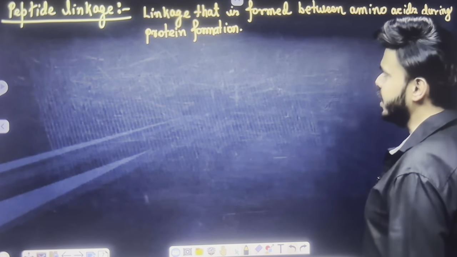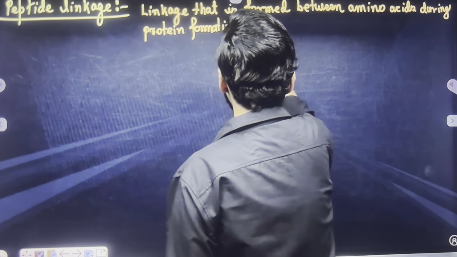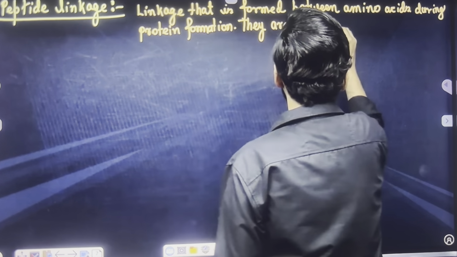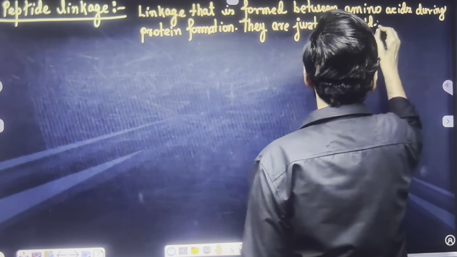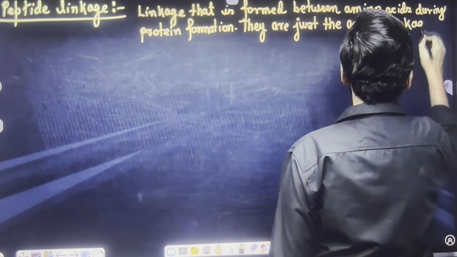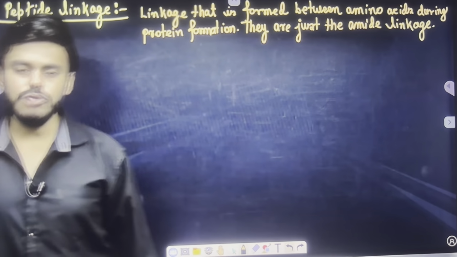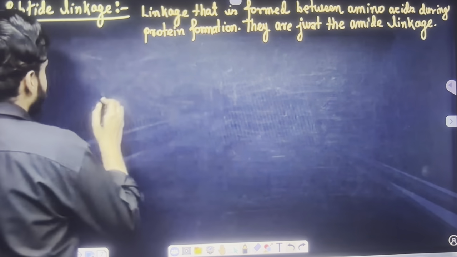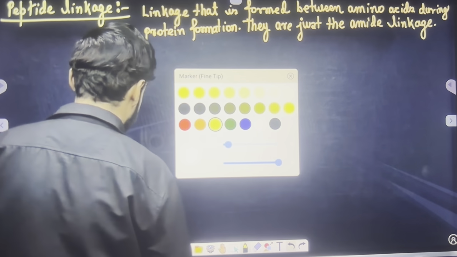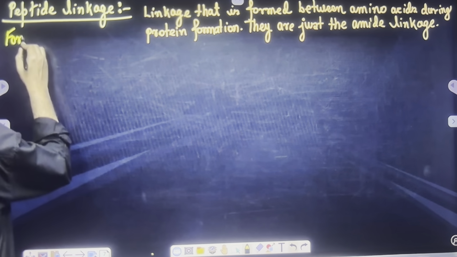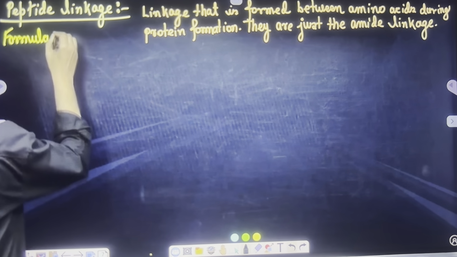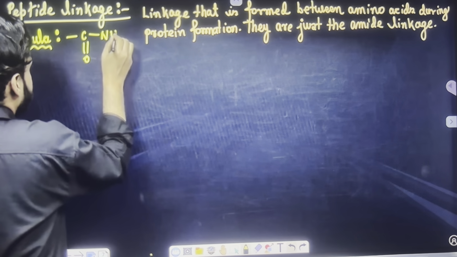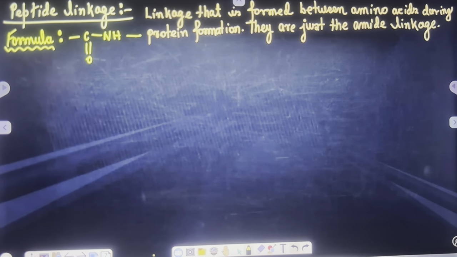Another thing, they are nothing but the amide linkages. Peptide linkages are just the amide linkage. We have learned about the amide in organic chemistry of class 12. So the formula of the amide linkage and peptide linkage must be the same. The formula of the peptide linkage is, of course, CONH. This is called amide linkage, and this is nothing but the peptide linkage.